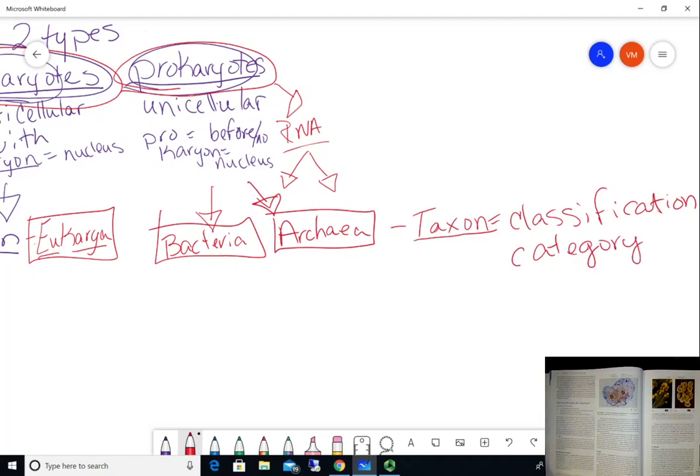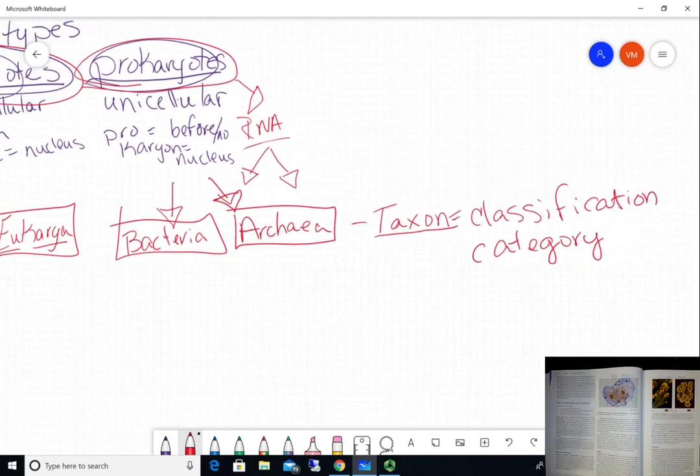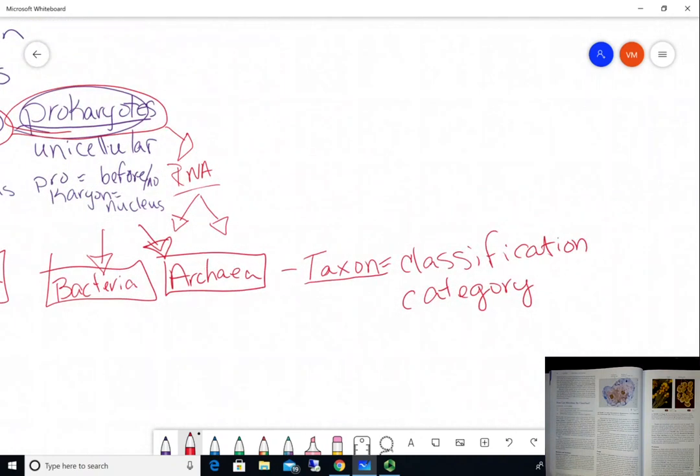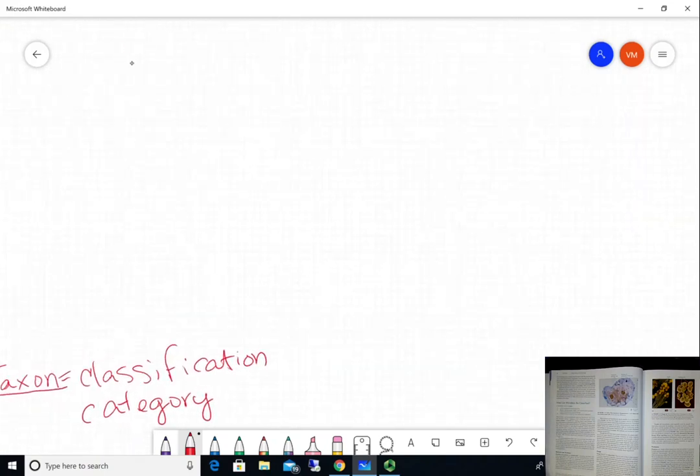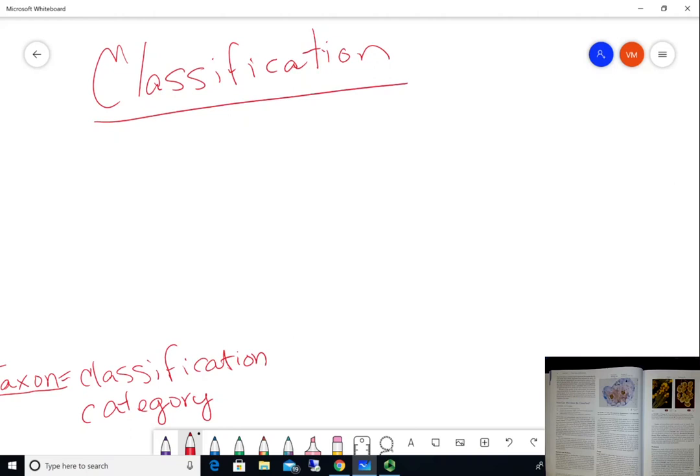Now, let me talk to you a little bit about classification and that information there. So I'm going to kind of bounce over here. And let me get a little bit better with my lesson here because I'm kind of bouncing everywhere. You guys are probably going, where are you going? Alright, so classification.